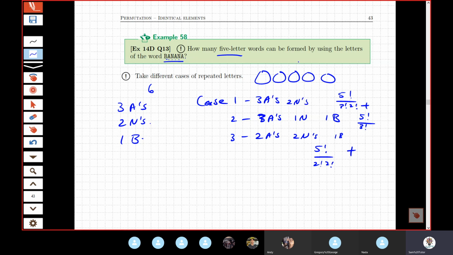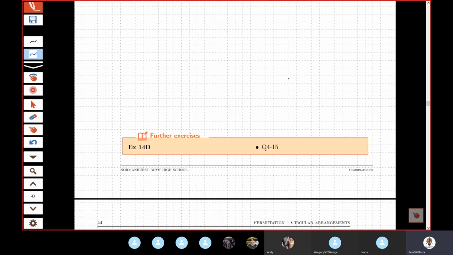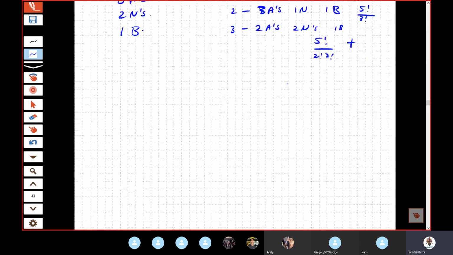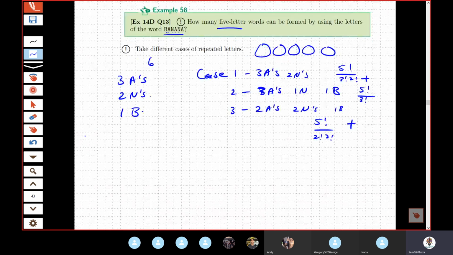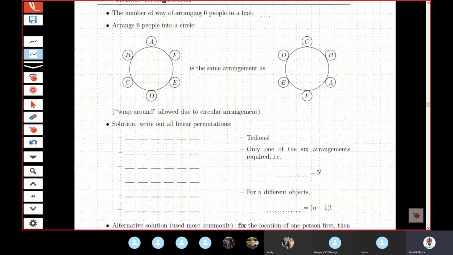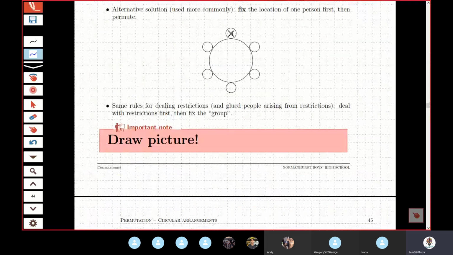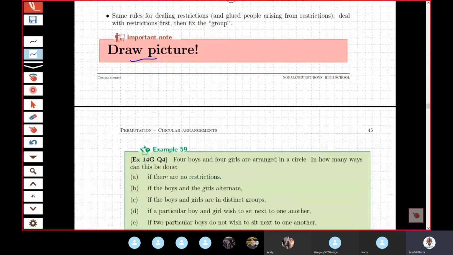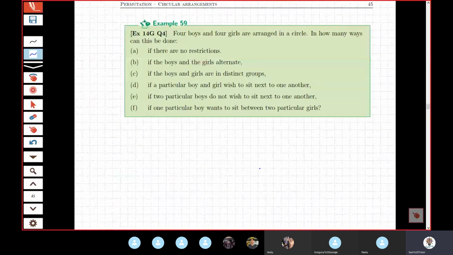Let's try it again. Hopefully there's another one. Move on. Scroll up. Did I miss something? No? All good? Okay. Circular arrangements, we subtract 1. Fix the location of someone. Draw the picture. Alright. Let's try this one.